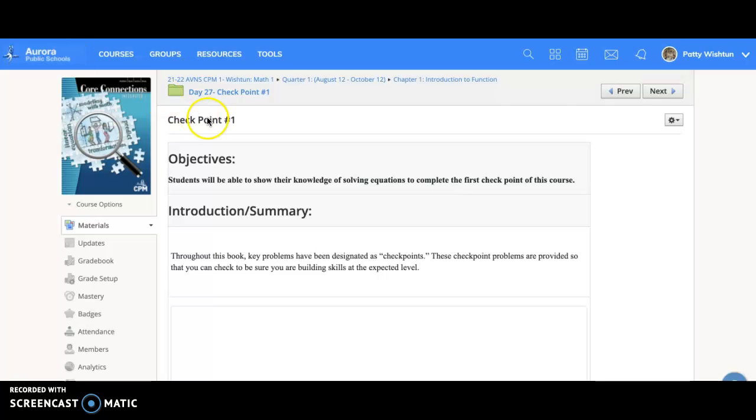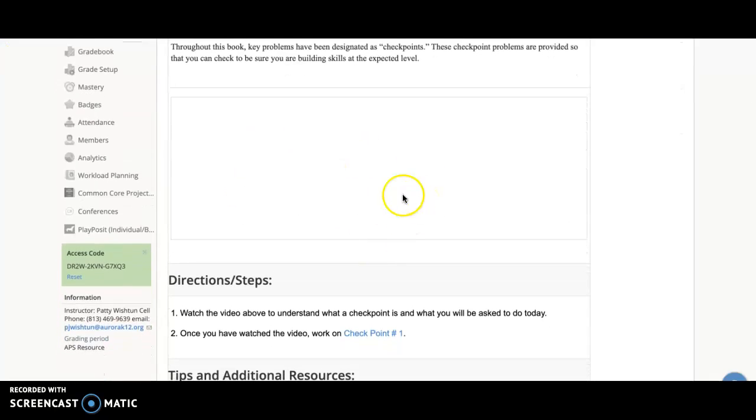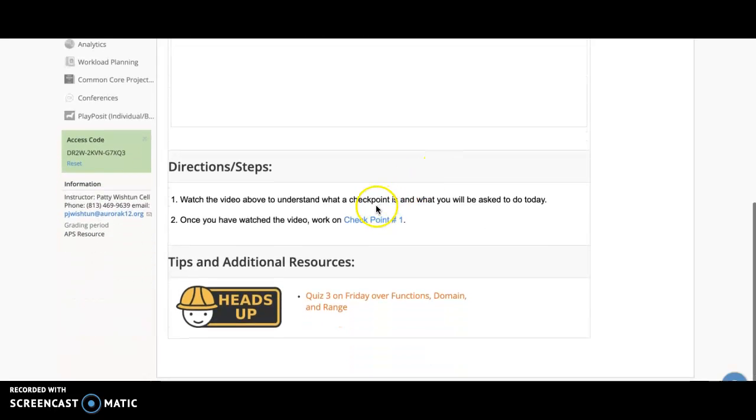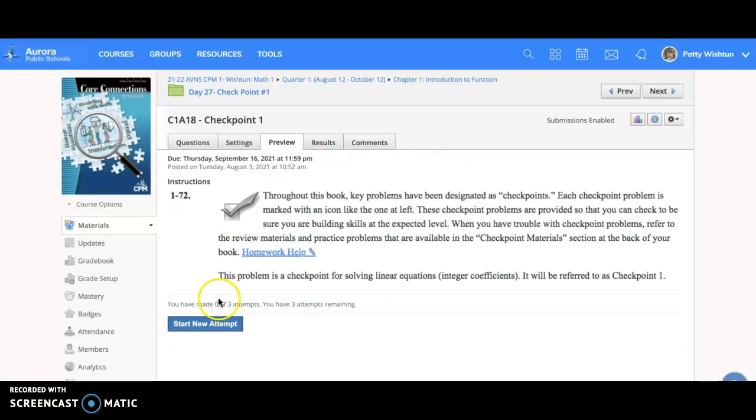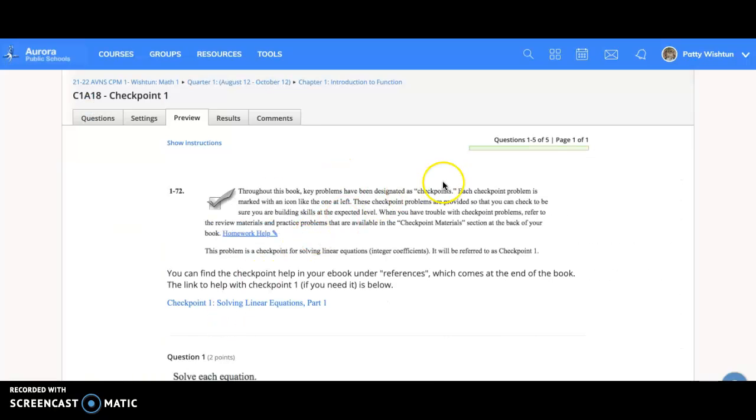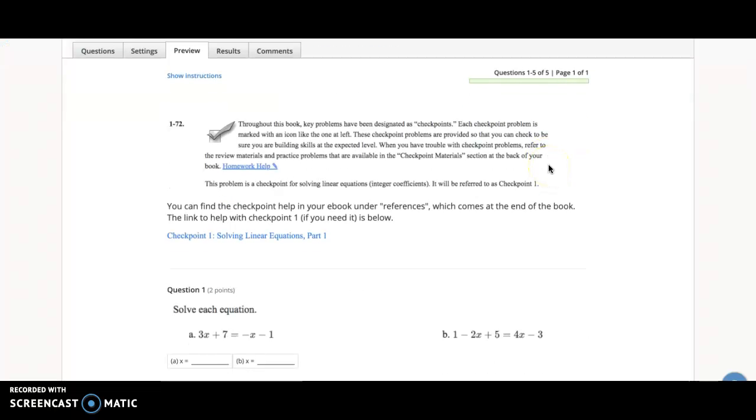All right, welcome to day 27, which is your checkpoint number 1. So you've already looked through this because this is where the video that you're watching now is. So basically you have 2 steps. Watch the video, which you're already doing, and then you're going to click on the checkpoint number 1. That will take you over to, let me just click preview so that you guys can see what it'll look like for you. That'll take you over here again.